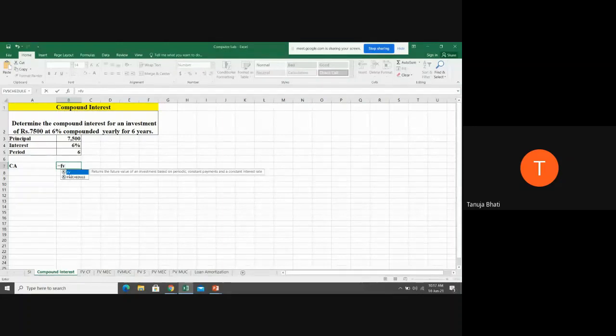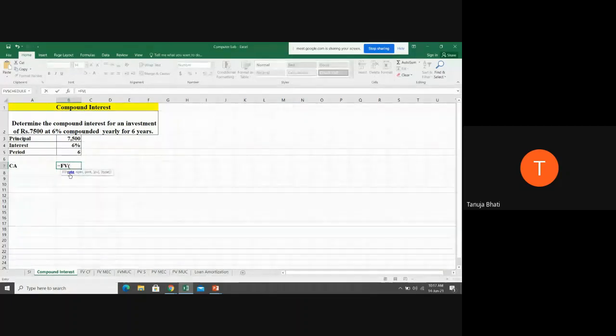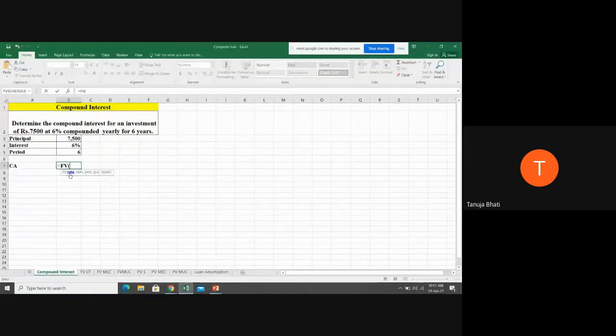that is FV. I have to select this FV and click on the tab button when you're using a laptop or computer, or simply use an open bracket. Is this clear? In order to calculate the future value, Excel has inbuilt formulas. You need not use the tables. You need not use manual formulas.